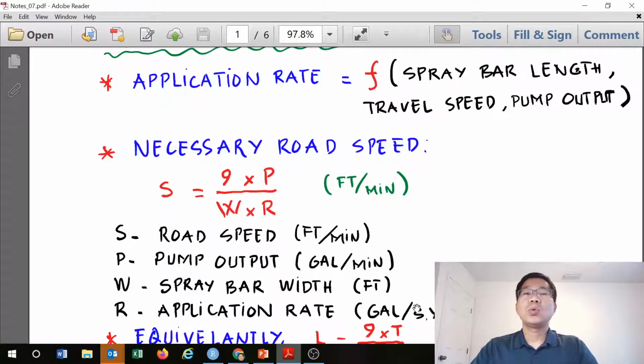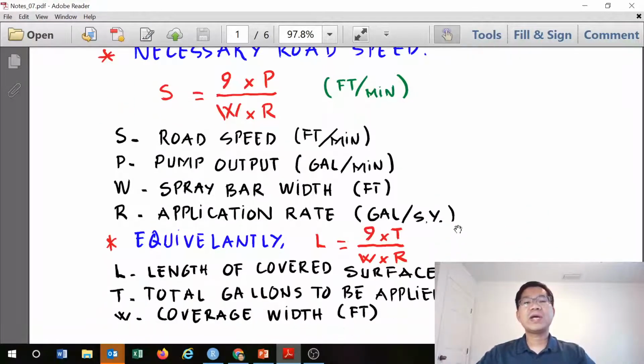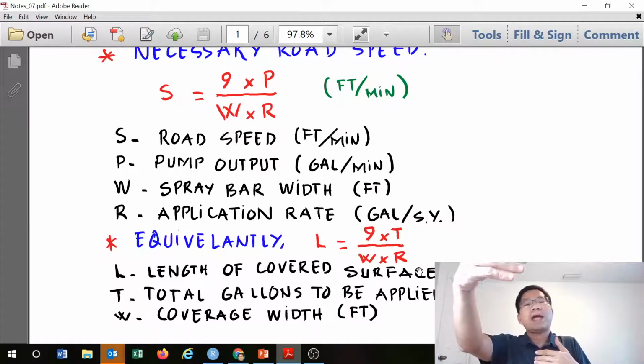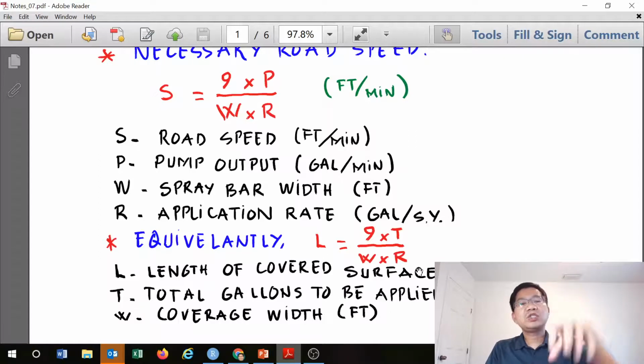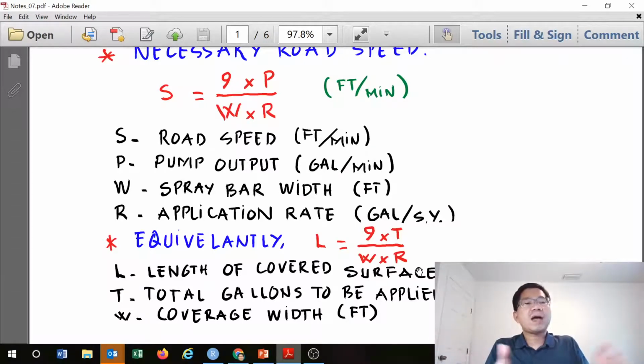So basically, when we do the application on the surface in the field, it is measured by square yard. One yard by one yard is a square yard. With that equation, we can then determine the length of the covered surface. Because we want to know, okay, for how long can I apply with the total gallons of liquid asphalt on the distributor. We have that capacity, so we already know how many gallons are on that equipment. Then I want to determine how far I can distribute on the road.